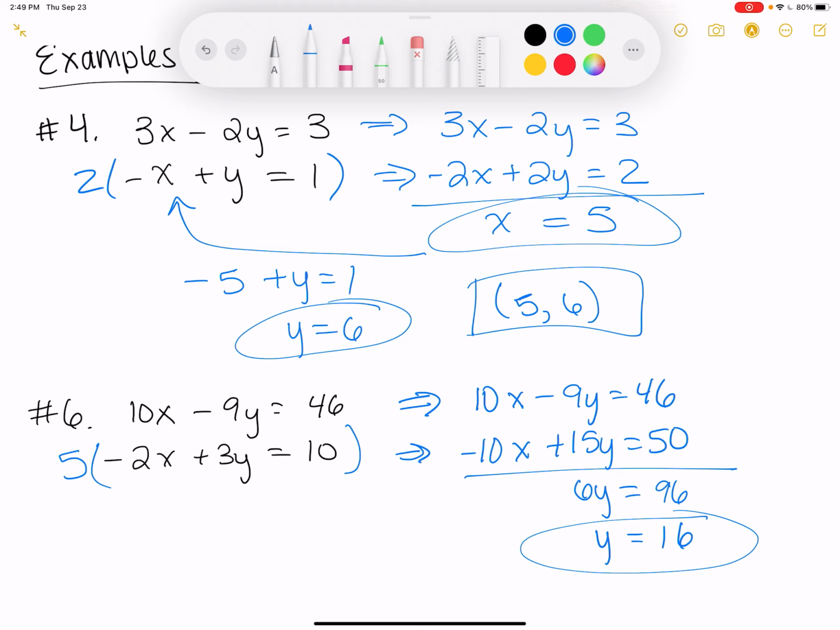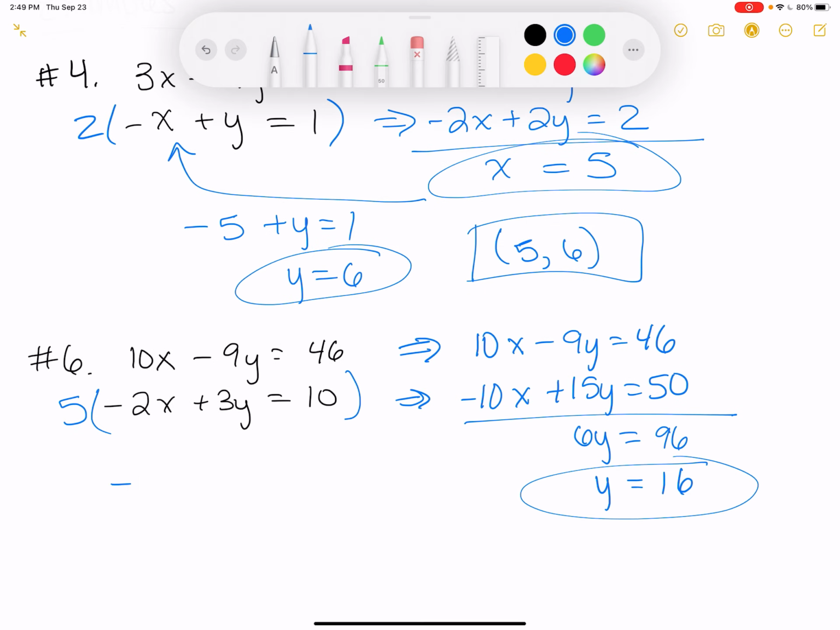So which equation do you want to plug it back into? The bottom one, probably a little easier. All right, so negative 2x plus 3 times 16 is equal to 10.